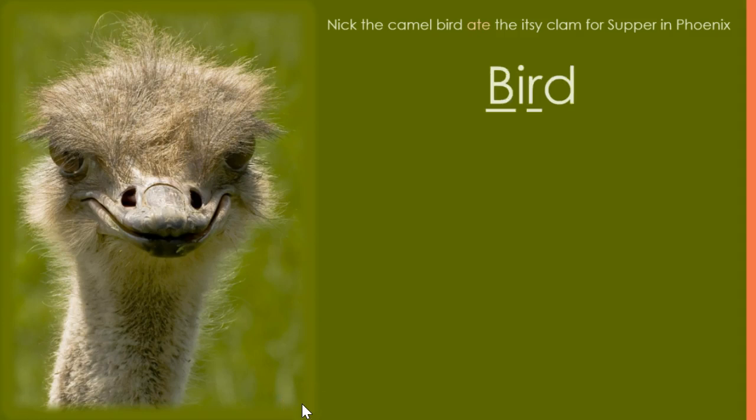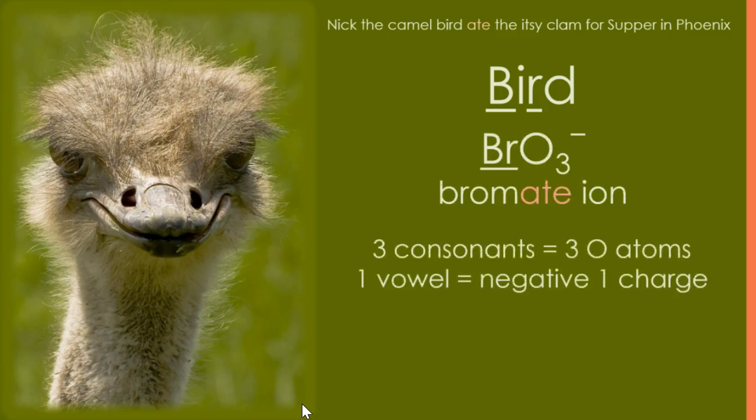Next word is bird. Bird begins with B, and this isn't the formula for the borate ion. It wouldn't work for borate, but there's an R in bird, and so bird stands for bromate ion. Bird has 3 consonants. Bromate has 3 oxygen atoms. It has 1 vowel, and bromate has a -1 charge. There is a bromite ion, which has 1 fewer oxygen than the bromate ion.